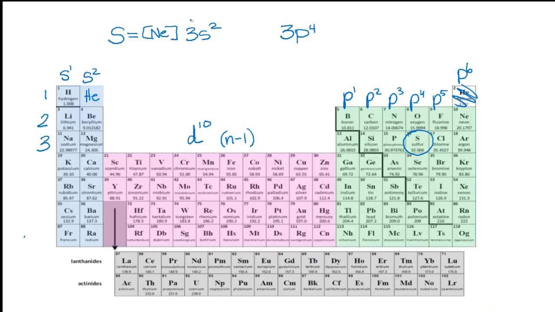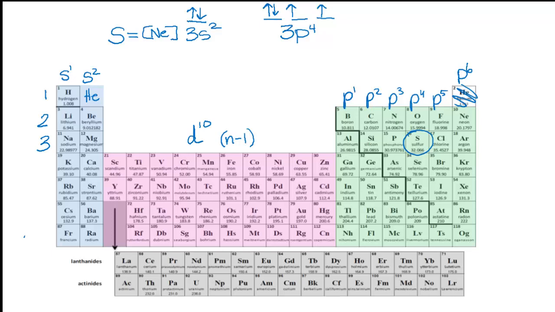If I want to do the orbital filling diagram, I draw one line for S, up, down, and then I draw 3 lines for P, up, up, up. That's 3, and I need 4, so there's my 4th. This is the electron configuration and orbital filling diagram for sulfur.